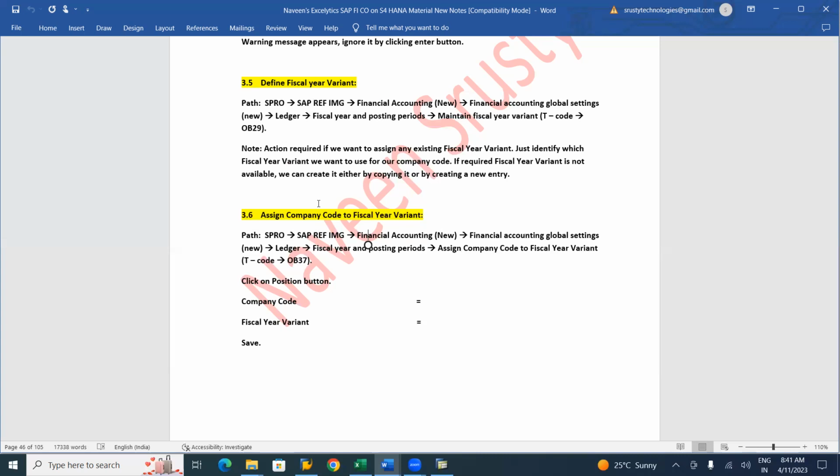What is the variant for calendar year? SAP standard K4. K4 is a SAP provided standard calendar year: January to December plus 4 special periods. So if you are taking K4, it means starting with January, ending with December.